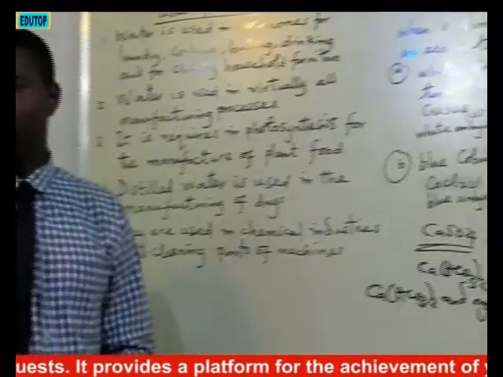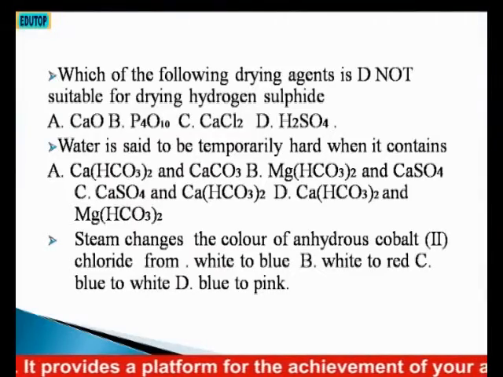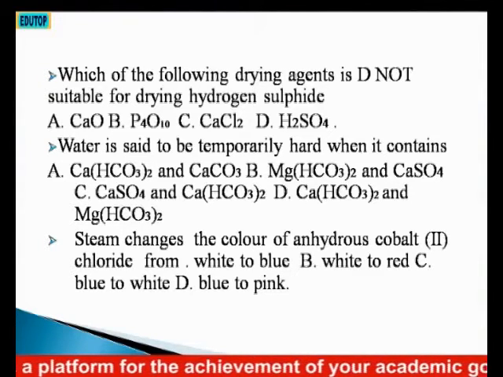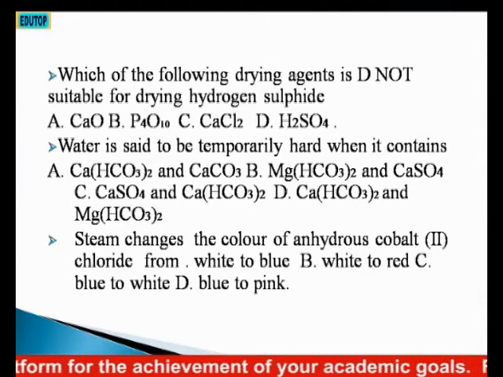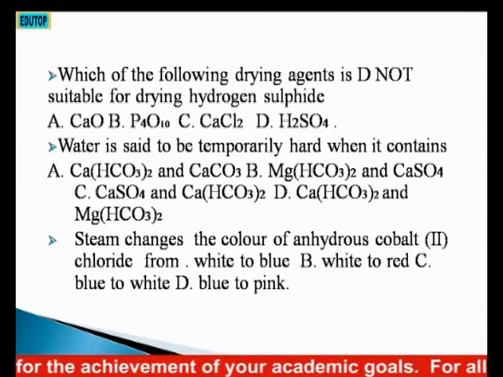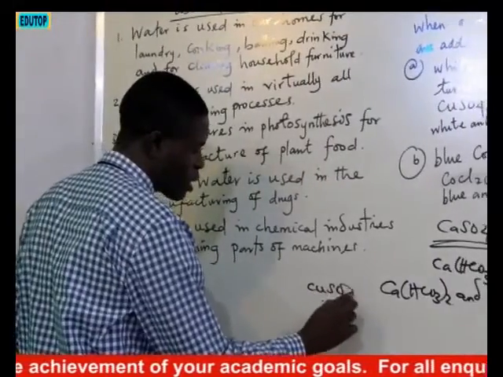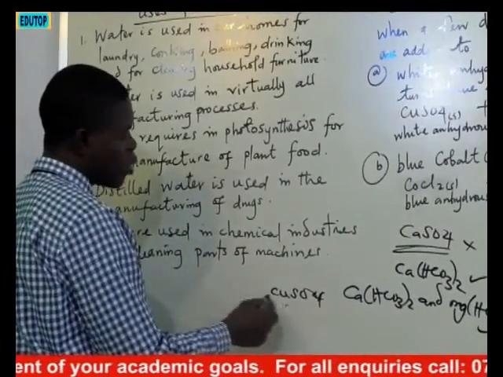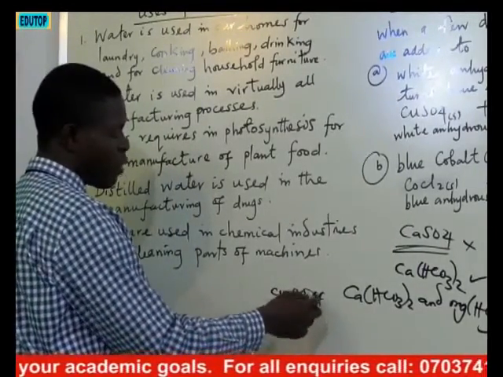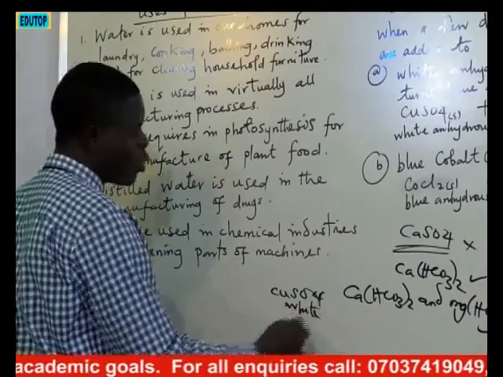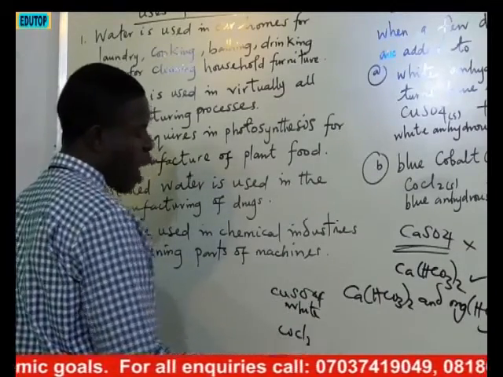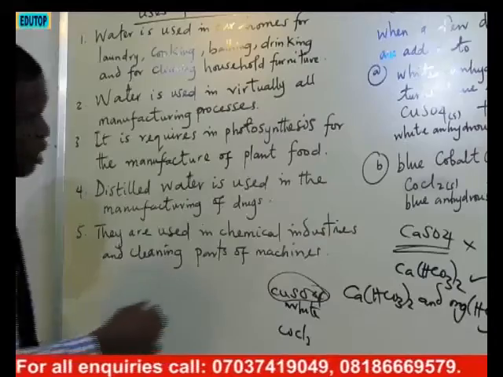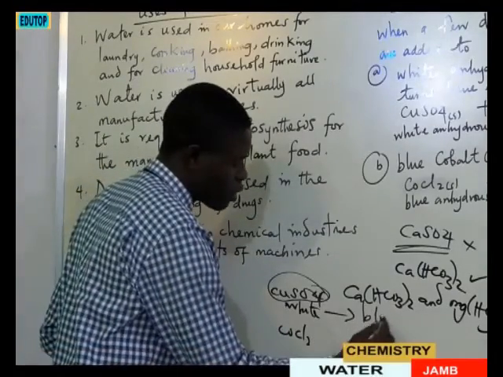Option D. Next question. Steam changes the color of anhydrous cobalt(II) chloride from this one. We just did this not quite long ago, and I said that to test for water, we use anhydrous copper(II) tetraoxosulfate(VI), which is white in color, or we use cobalt chloride. What happens is that in the case of anhydrous copper(II) tetraoxosulfate(VI), the white color becomes what? Blue, once water is introduced.